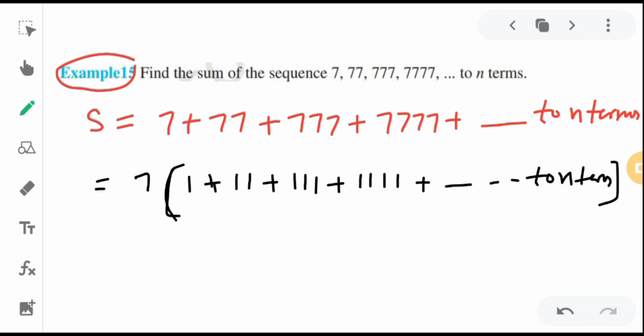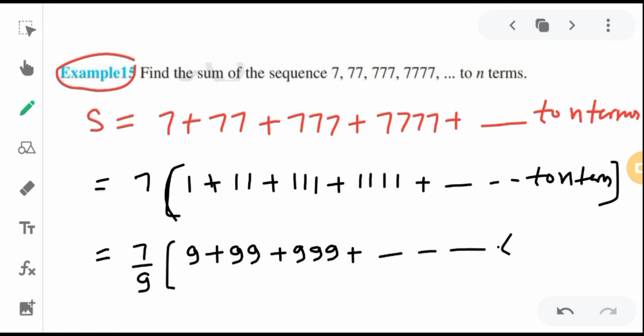Now this is also neither in AP nor in GP. So how can we do it? What should we do? Now I am dividing by 9 and multiplying by 9. So this will become 1 into 9, that is 9, plus 11 into 9, that is 99, plus 111 into 9, that is 999, and so on to n terms.